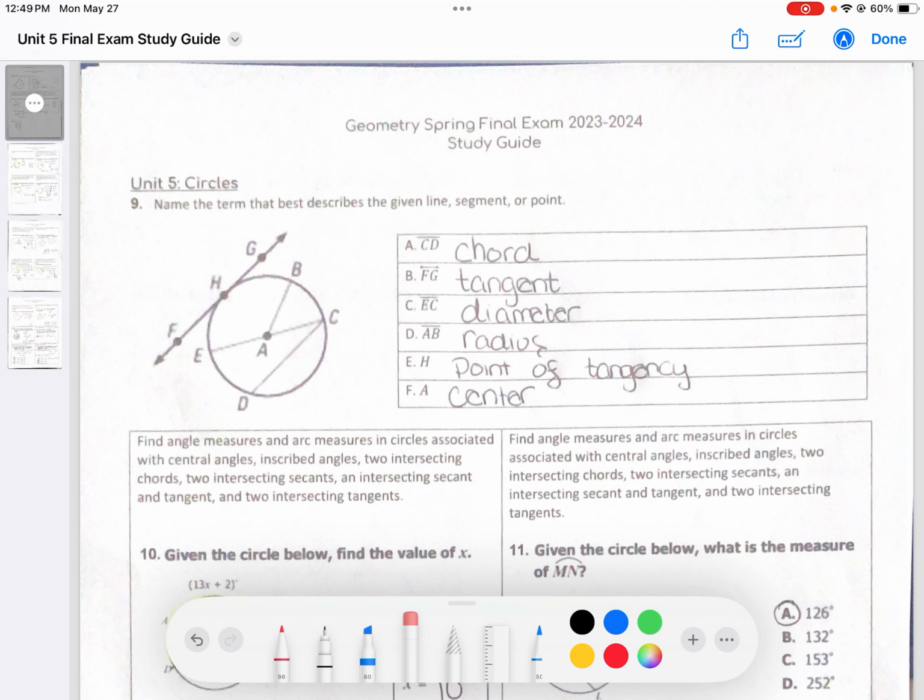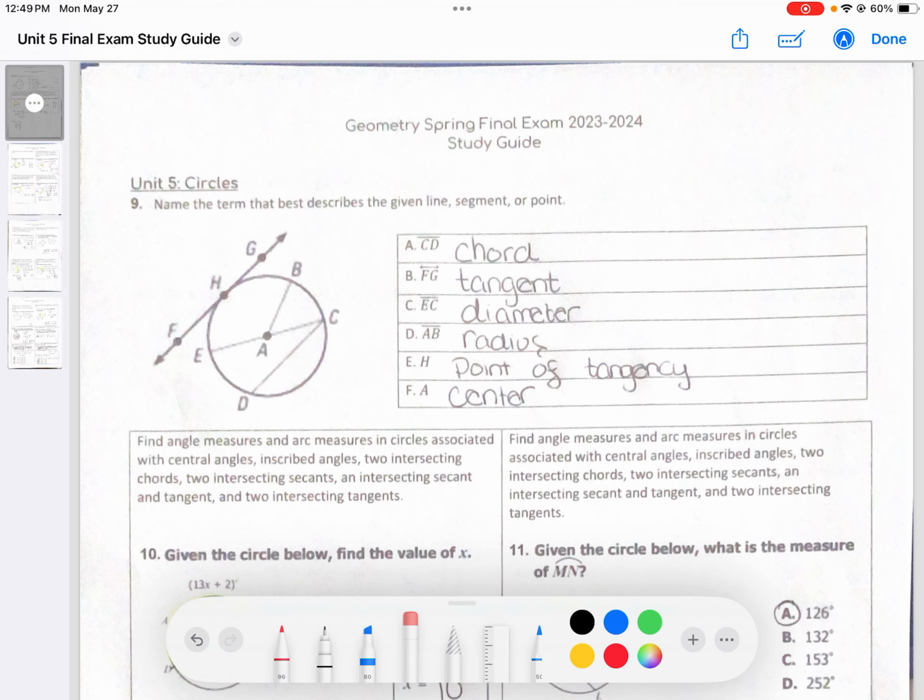All right. H is the point of tangency because FG is the tangent line and it goes through the point H. And last but not least, A is the center of the circle. That's also what we call circle A. That's the name of the circle.